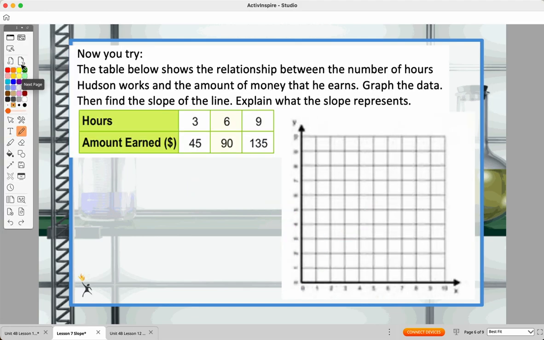I want you guys to give that a try. Pause the video and see if you can figure out both the slope and the line, and tell me exactly what this slope represents.